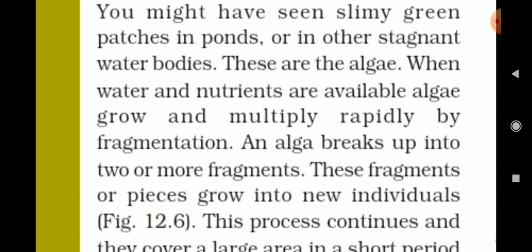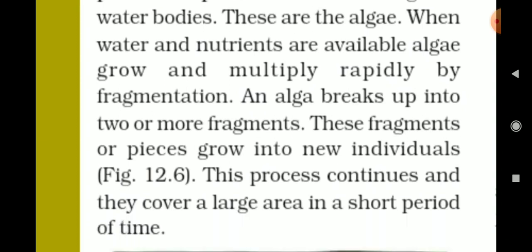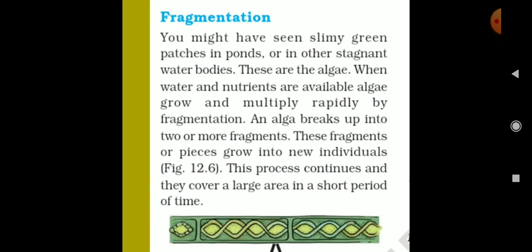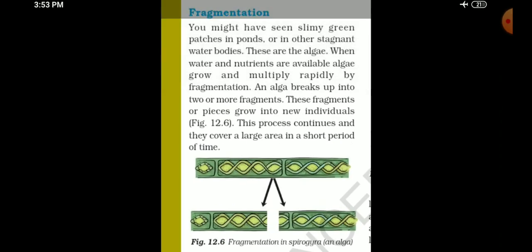An alga breaks up into 2 or more fragments. These fragments or pieces grow into new individuals. This process continues and they cover a large area in a short period of time. This one is fragmentation in Spirogyra. Spirogyra means what? Algae. That's all.